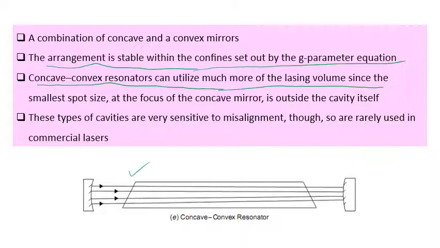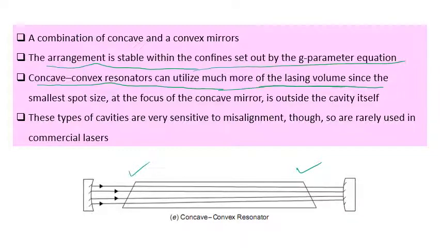This is your lasing medium. So when the light is passing through, it covers the maximum area of the lasing medium. So if it covers the maximum area of the lasing medium, then it means what?